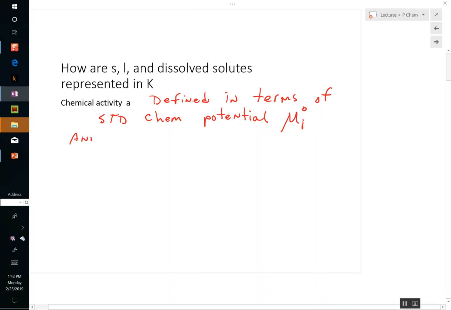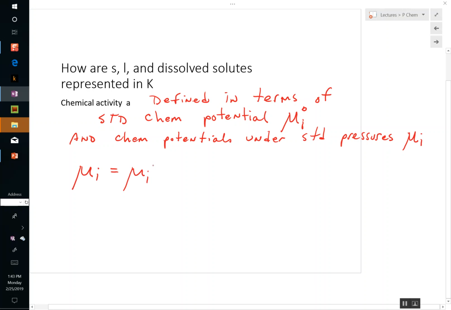and chemical potentials under standard pressures. It's mu sub I. Right, and we get this equation, I think, mu sub I naught equals RT times the log of the activity.